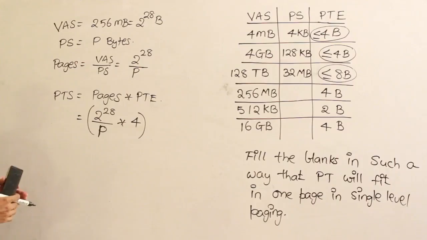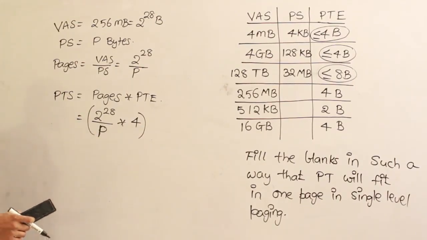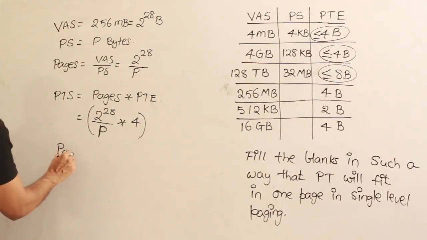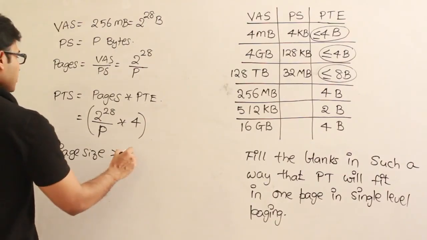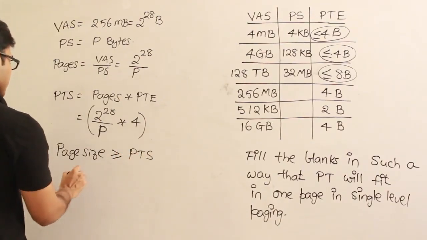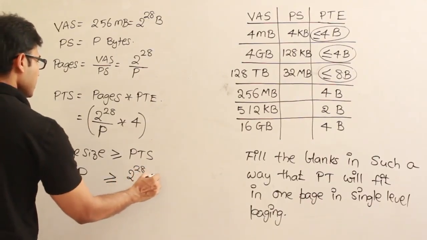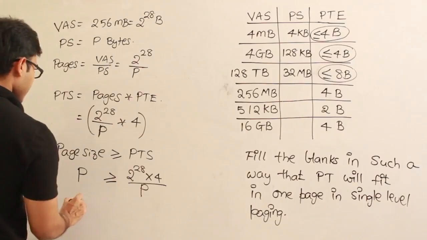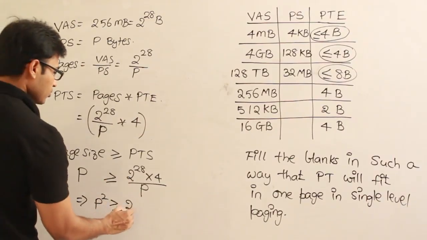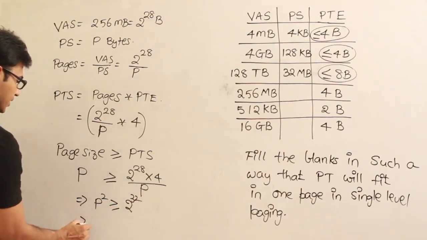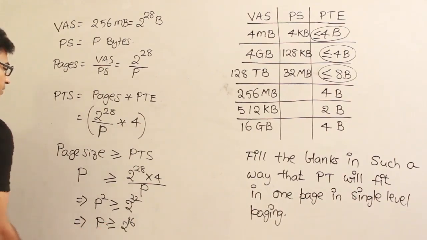And now if this page table has to fit in a page, then definitely page size should be greater than or equal to this, right? Therefore what is the condition? One page size has to be greater than or equal to page table size. Then P has to be greater than or equal to 2 power 28 into 4 divided by P. That implies P square is greater than or equal to 2 power 32. That implies P is greater than or equal to 2 power 16, right?